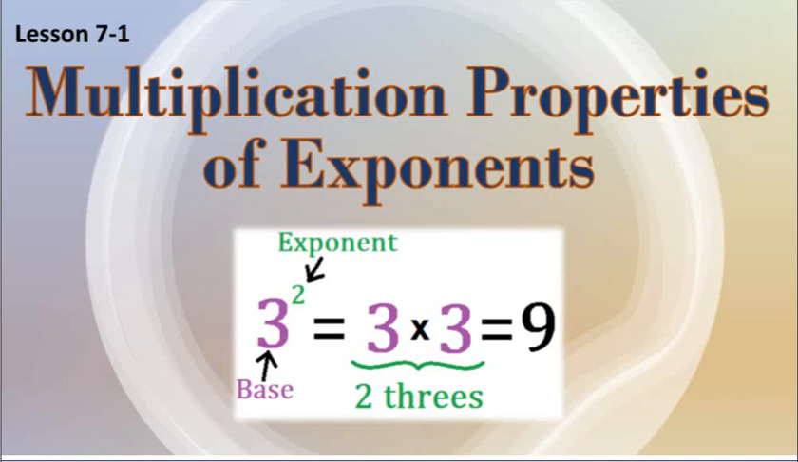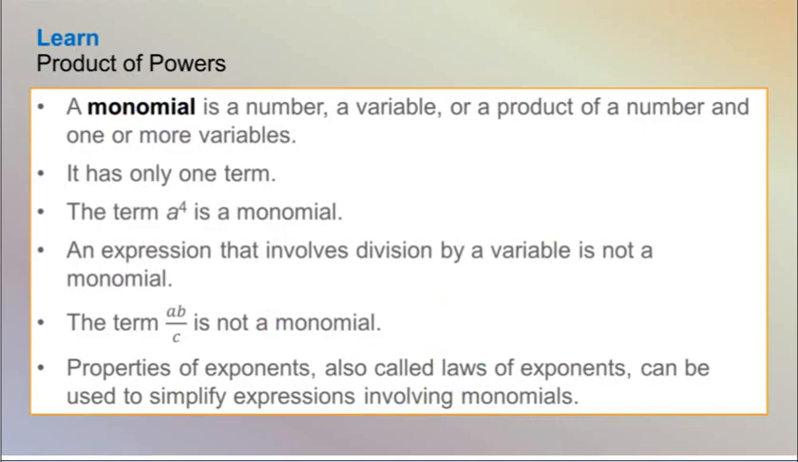Lesson 7-1, multiplication property of exponents. A little bit about monomials and product of powers. A monomial is just a number or variable or a product of a number and one or more variables. You're going to see a lot of monomials in this lesson. It has only one term in it.